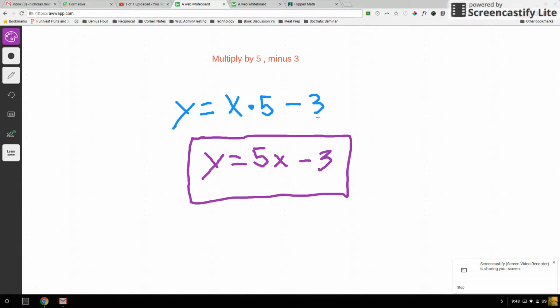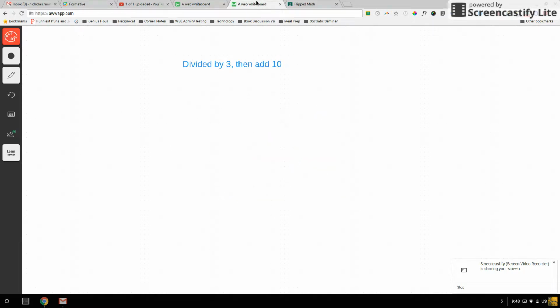Now, if the symbol is in there, technically you're right, but we want to start working on putting those variables and multiplication right next to each other. All right, let's do another one.